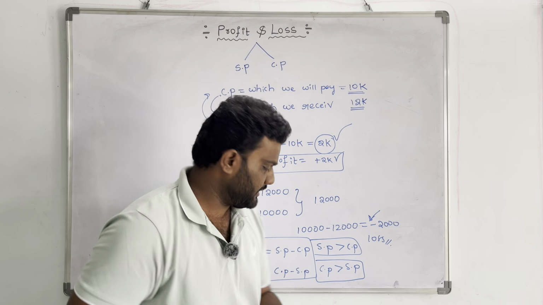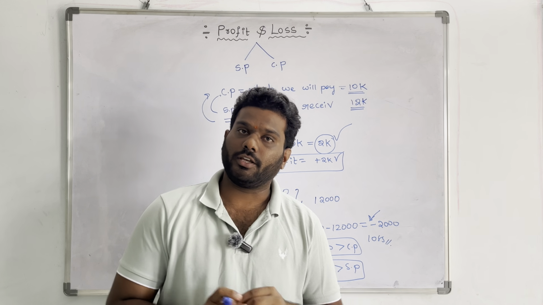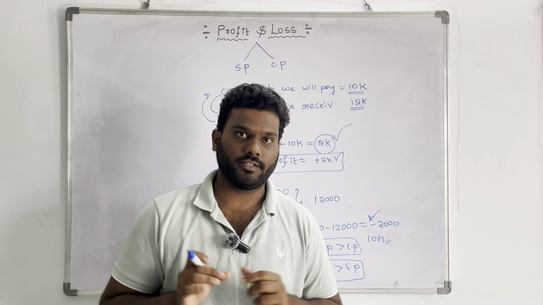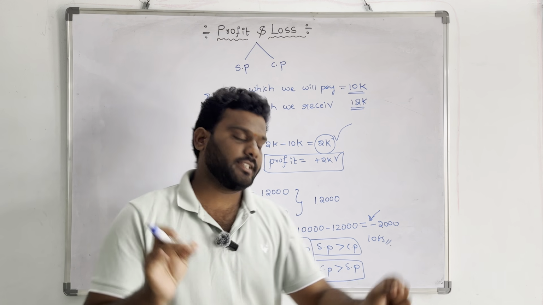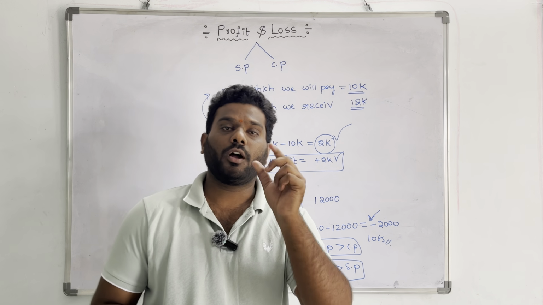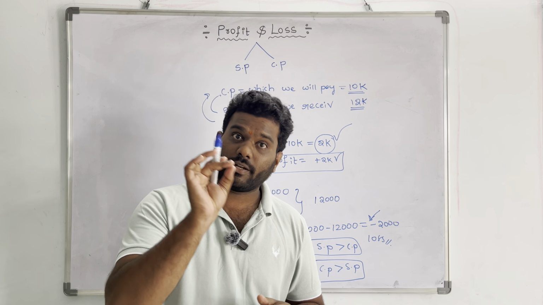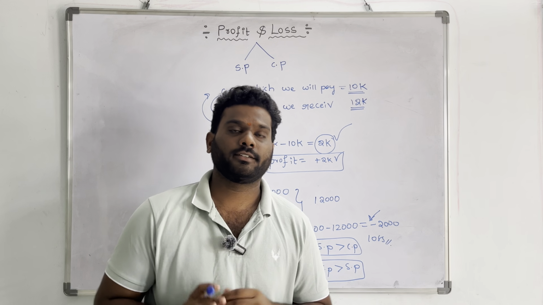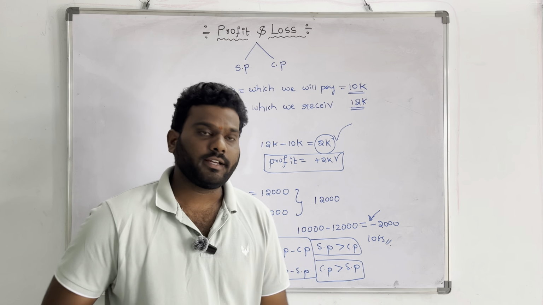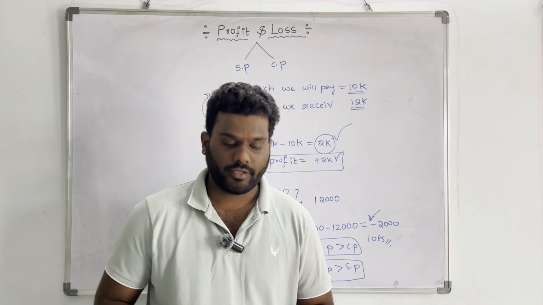I will repeat it once again. If you bought a mobile for 10,000 and sold it for 12,000, the selling price is 12,000 and the cost price is 10,000. So the selling price is greater than the cost price, and obviously you will get a profit of 2,000. If you bought a mobile for 12,000 and sold it for only 10,000, the cost price is more and the selling price is less. In that situation, you will get a loss. The formula to calculate the loss is cost price minus selling price.